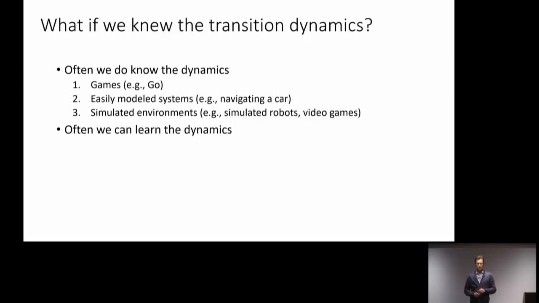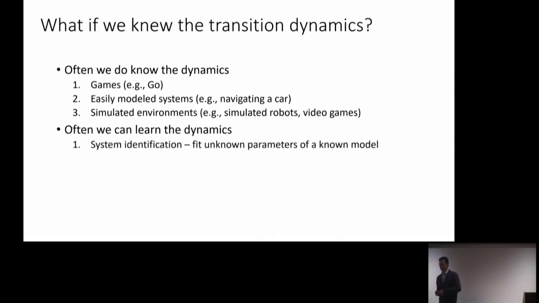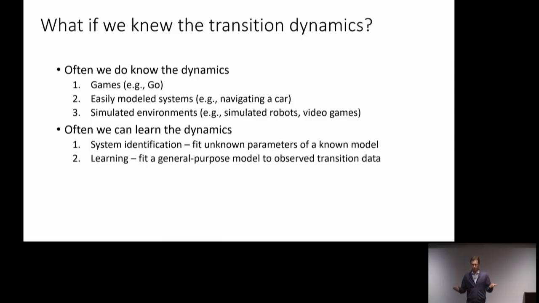And then in cases where we don't know the dynamics, oftentimes it's quite feasible to learn them. In robotics, there's this entire body of work called system identification, which deals with identifying the unknown parameters of a physical linkage. You can use general purpose models like neural network models to fit the transitions from observation. If you observe a bunch of transitions, you can try to learn to predict the next observation, given the current observation and action. That's just a learning problem. So even if you don't know the dynamics, sometimes you can learn them.